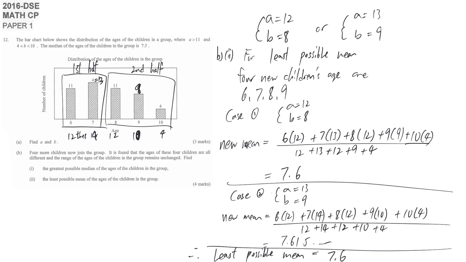A very important thing in this question is you have to think about what kind of data is favorable to your outcome. For example, for the greatest possible median, we assign them 7, 8, 9, and 10. Each of them we assign 1 because they say that they are all different. Another thing is because from the very beginning we don't have confirmed values for A and B, every time we have to consider 2 different cases, run through them one by one, and then make our final conclusion afterward.